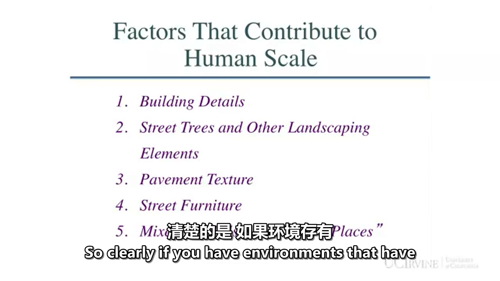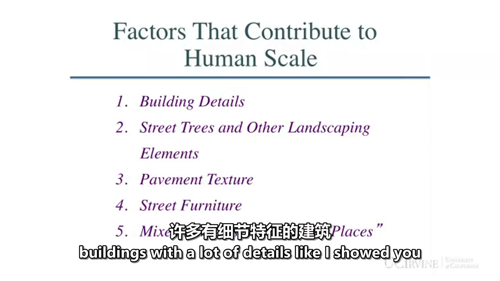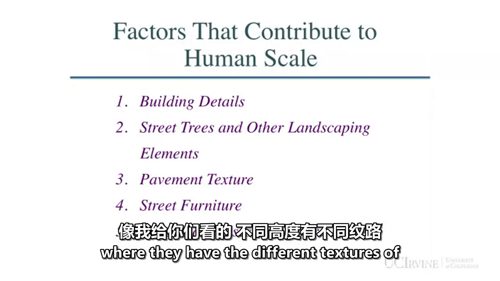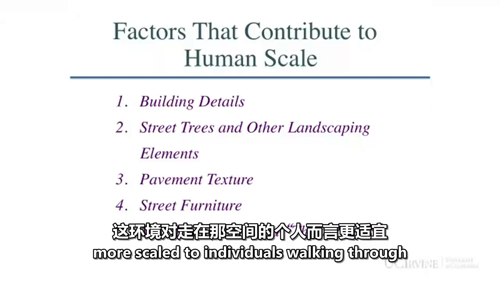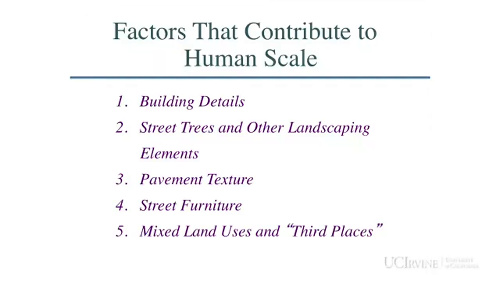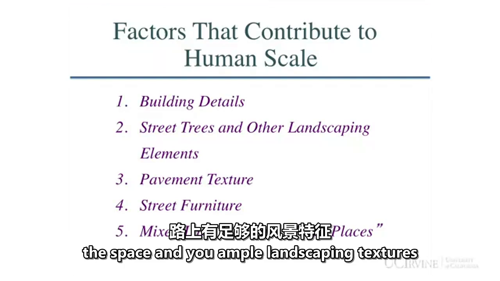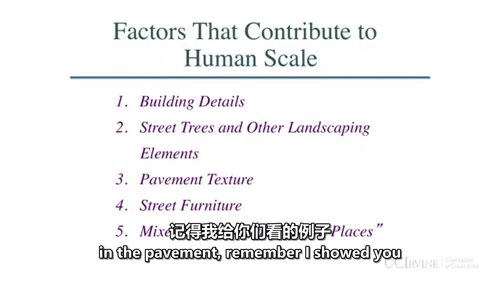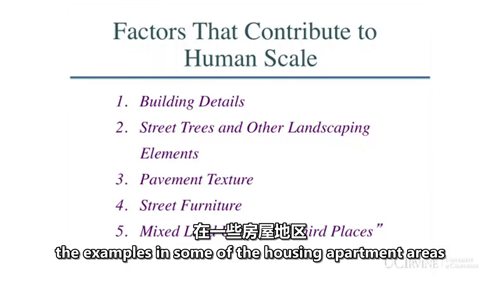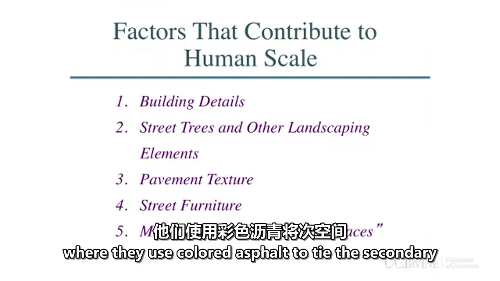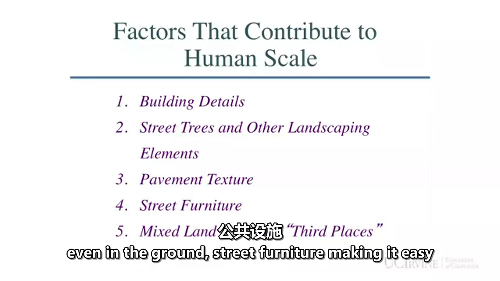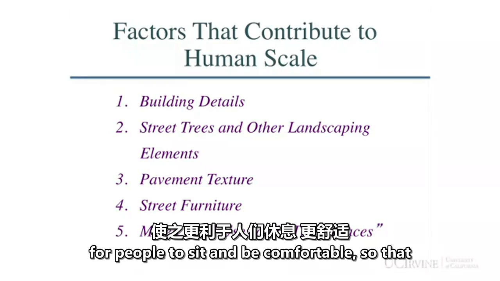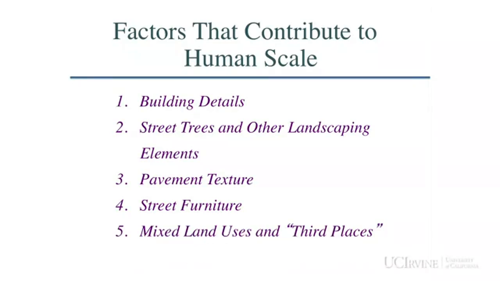So clearly, if you have environments that have buildings with a lot of details, like I showed you, with different textures at different heights, street trees that humanize the environment and make it more scaled to individuals walking through the space, ample landscaping, and textures in the pavement. Remember, I showed you examples in some of the housing apartment areas where they use colored asphalt to tie the secondary spaces to the private spaces. So using that texturing, even in the ground, and street furniture, making it easy for people to sit and be comfortable so that they don't have to stand completely when they're in that space.